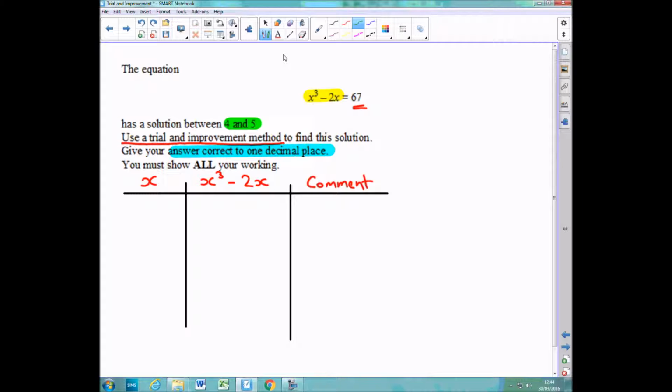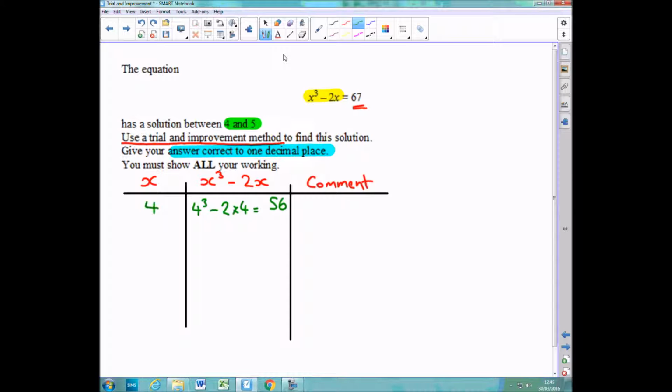If you remember back to the beginning, I highlighted 2 numbers in green, 4 and 5, because I have a solution between 4 and 5. I can start my guesses between those two, but I always find it quite useful to actually start with those 2 numbers, and I'm going to show you why in a moment. What happens when x is 4? This function, x cubed minus 2x, just has 4 substituted into it. So I have 4 cubed minus 2 times 4. I can work that out on my calculator, and I get the answer of 56.